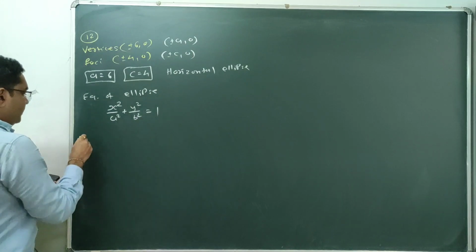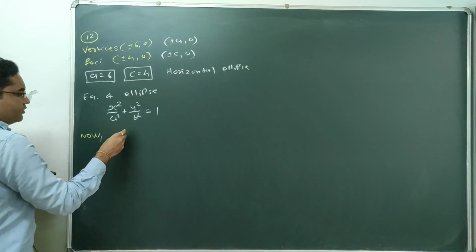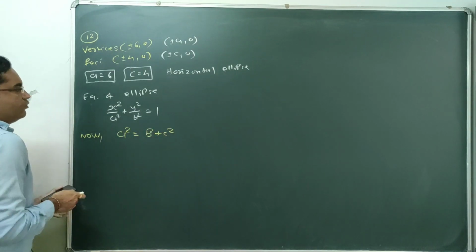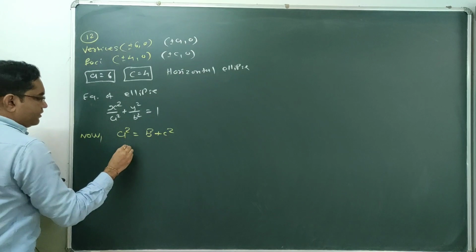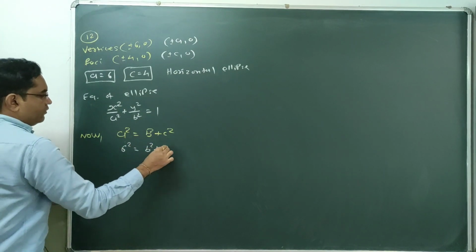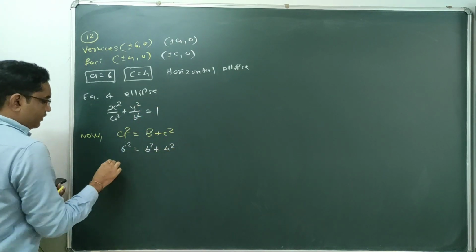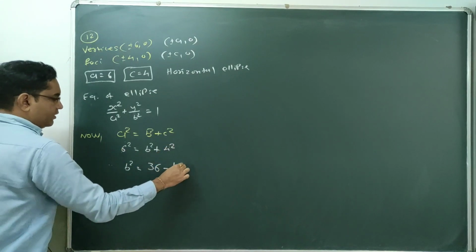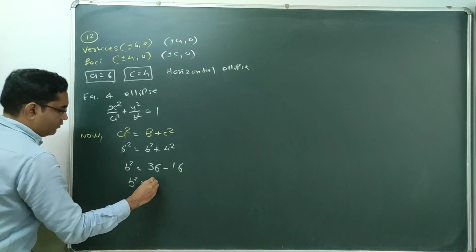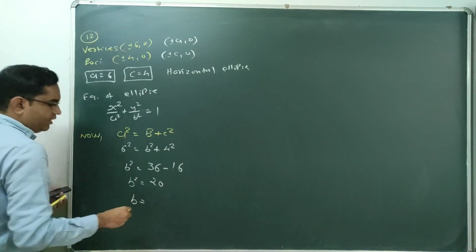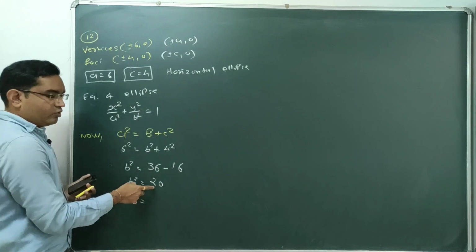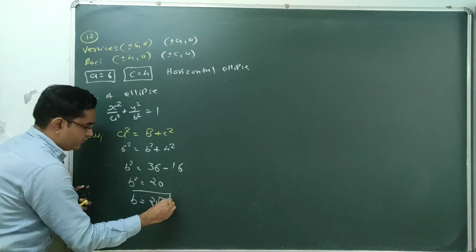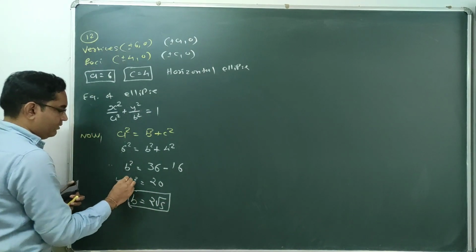To find the value of b, we will use the same equation, that is a square equal to b square plus c square. Put the values. a square, which is 6 square, equals b square plus c square, which is 4 square, and therefore b square is 36 minus 16. So b square equals 20, and therefore b is square root of 20, that is 2 root 5. Anyway, there is no requirement for the value of b, we require only b square.